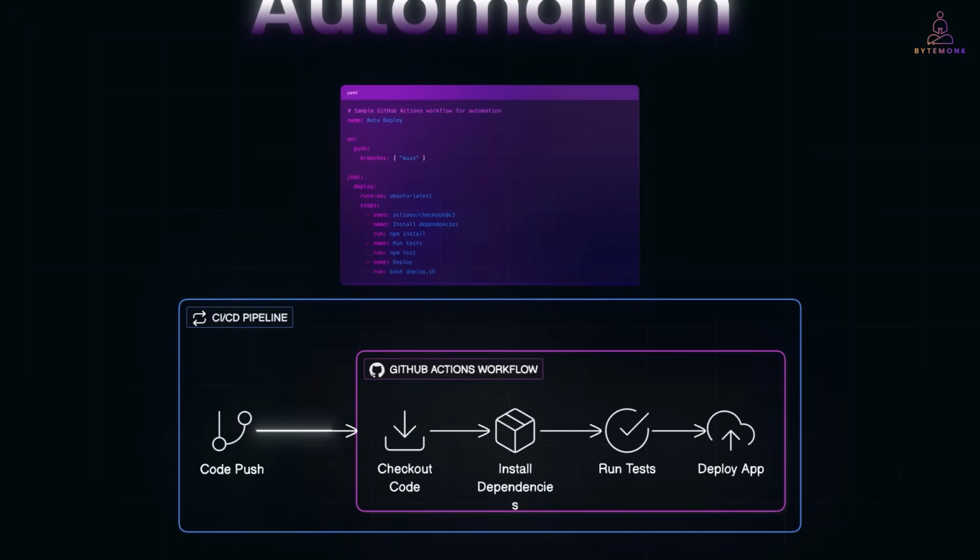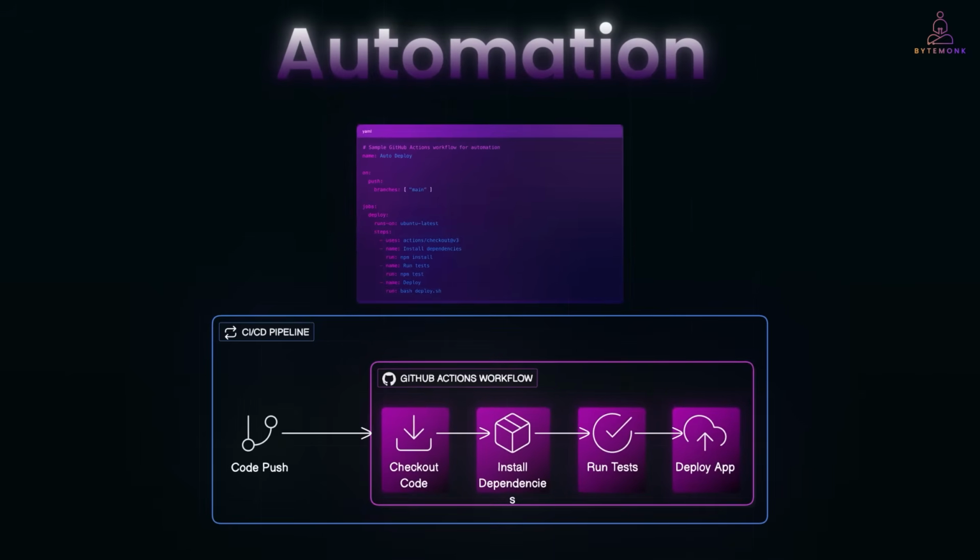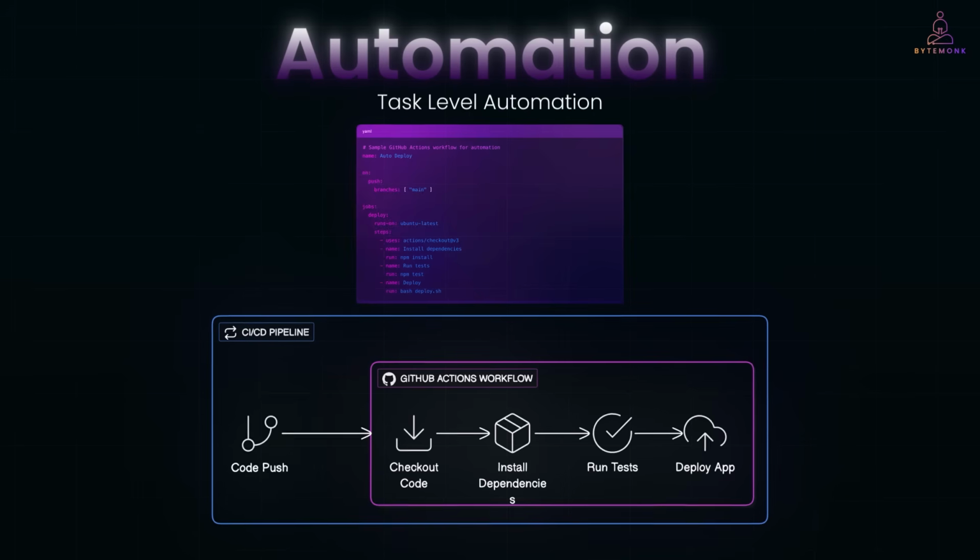Now, whenever code is pushed to the main branch, GitHub Actions automatically checks out the code, installs dependencies, runs tests, and deploys the app using a script. No one needs to log in or manually trigger anything. The whole process is automated, but this is task-level automation. And while it's powerful, it only covers isolated tasks or pipelines.